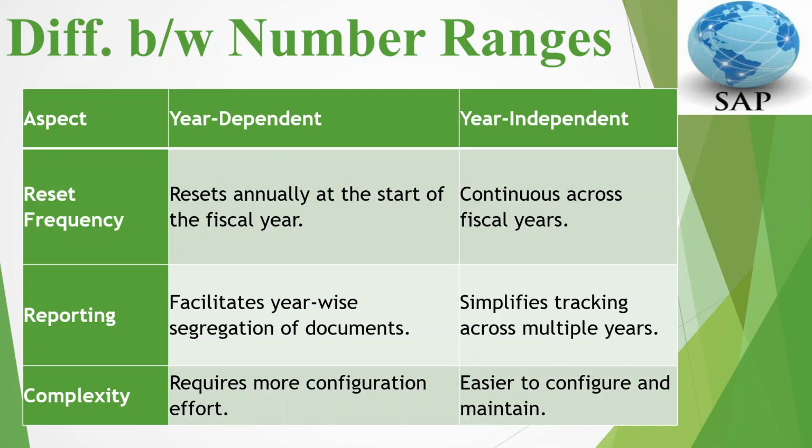Reporting. Year dependent facilitates year-wise segregation of documents. So that is the flexibility you will get in case of year dependent number ranges. But year independent number ranges simplify the tracking across multiple financial years. It simplifies because every year it will not reset and every year it will not restart from the same number range again.